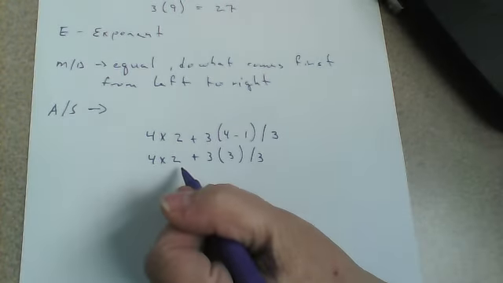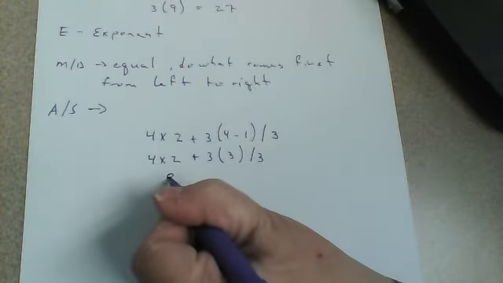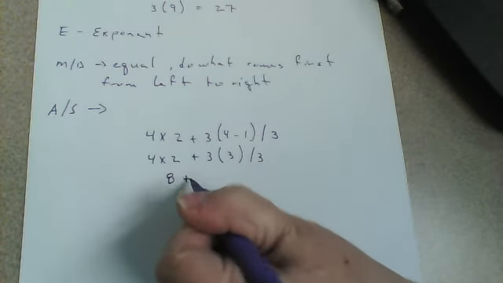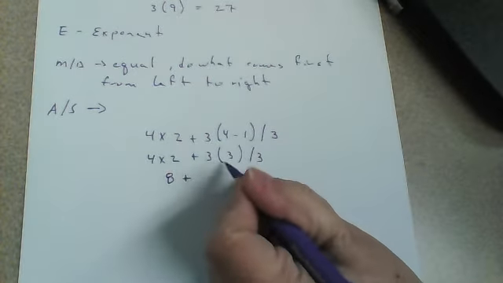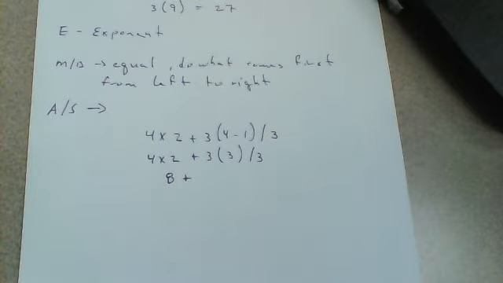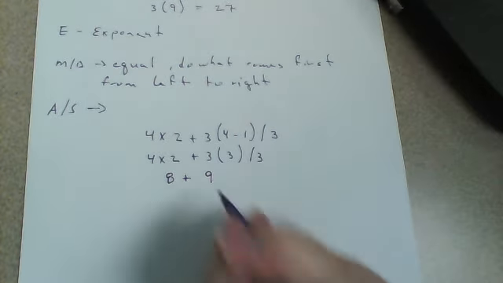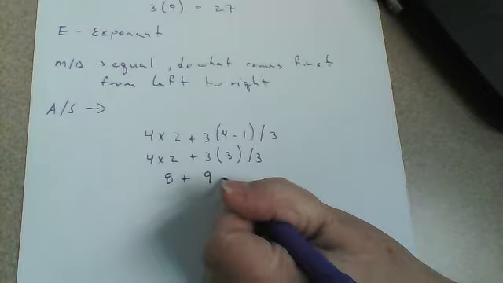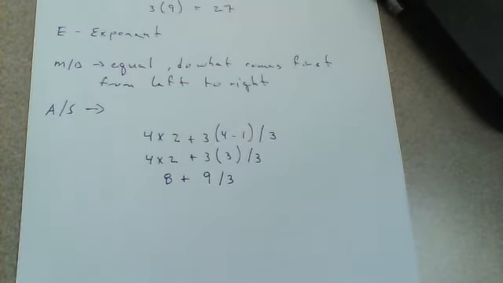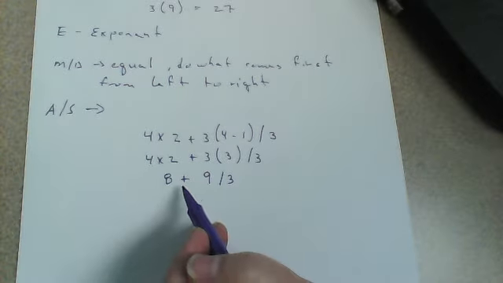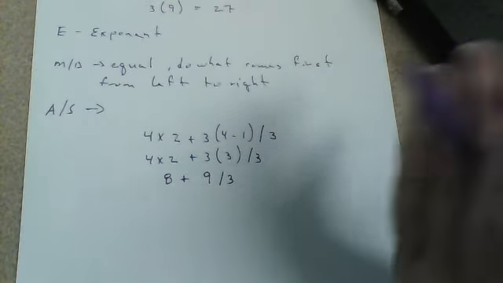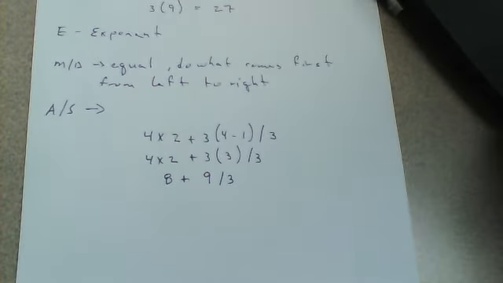So I have 4 times 2. Well, that's just 8. Plus 3. Well, I can't do anything with plus 3, but this is technically 3 times 3, right? And 3 times 3 is 9. And I've still got that divided by 3. Now, what happens next? Do I have 8 plus 9 divided by 3, or do I have 9 divided by 3?